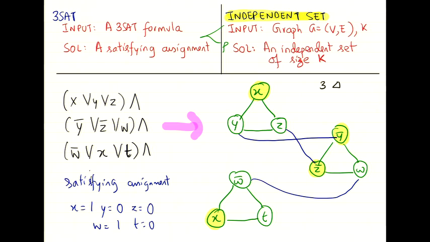There are 3 triangles in this thing because there are 3 clauses. And if you want an independent set of size 3, you have to pick 1 variable from every triangle. You can't pick 2 variables from a triangle because they'll be neighbors. You can never pick 2 variables from a triangle. There is 1 triangle per clause, and if you want exactly an independent set of size equal to the number of clauses, you have to pick exactly 1 variable from every clause. And so let's just do that.